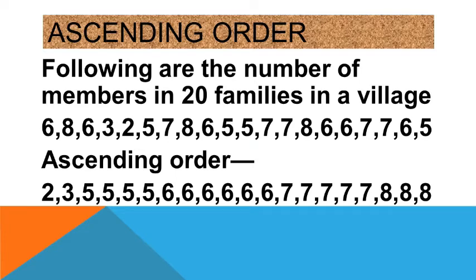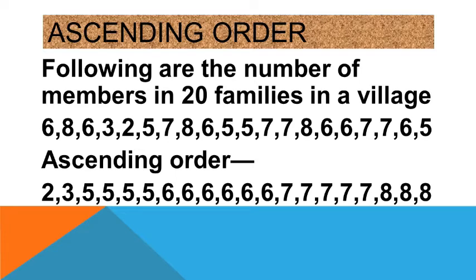The number 3 is the next number, but it has also been written only one time, so I am also writing it one time. Then comes the number 5. The number 5 has been written 4 times, so we will also write it 4 times. Then comes the number 6. It has been written 6 times, so we will also be writing it 6 times.